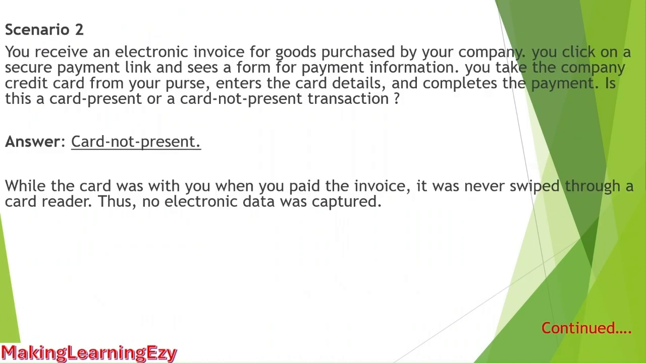Scenario 2: you receive an electronic invoice for goods purchased by your company. You click on the secure payment link, see a form for the payment. You take the company credit card from your purse, enter the card details and complete the payment. So is this a card present or card not present transaction? It is also a card not present transaction, because even though the card is with you and you paid the invoice, it was never swiped through a card reader by the merchant. So this is a CNP transaction.